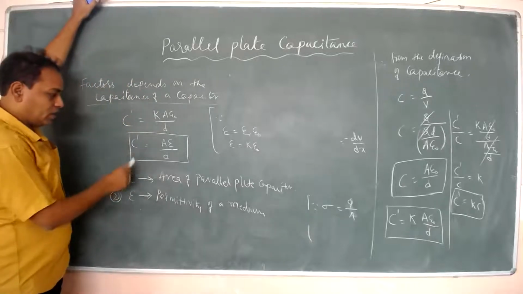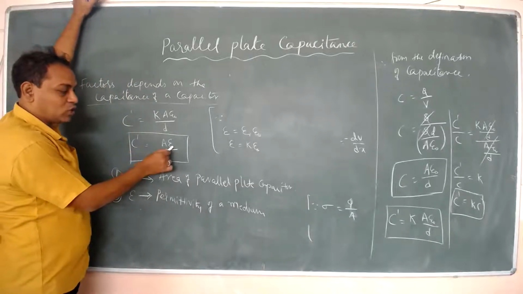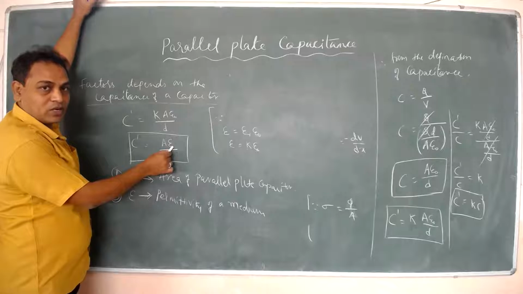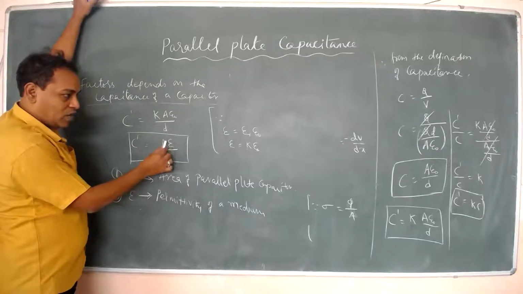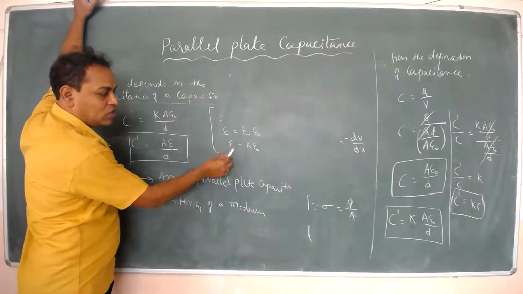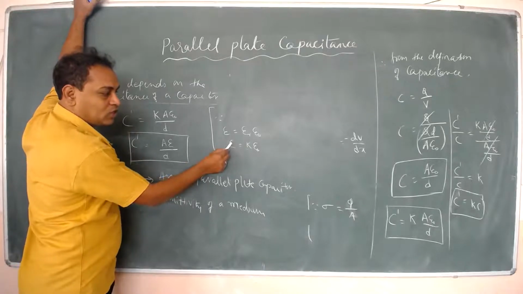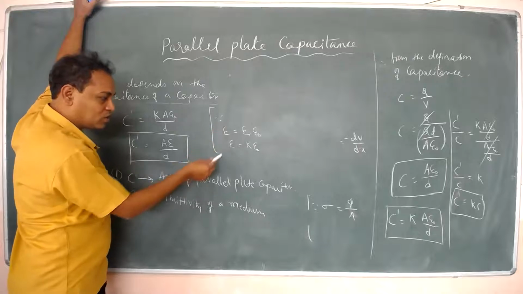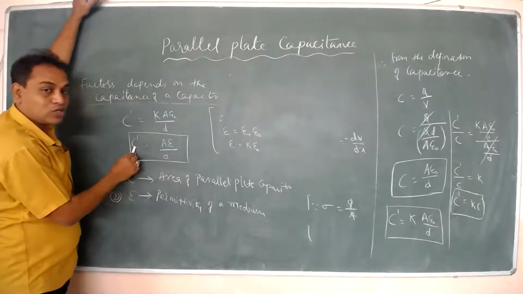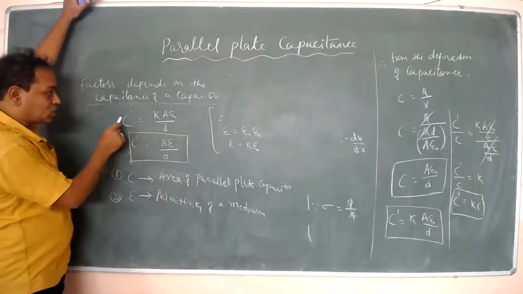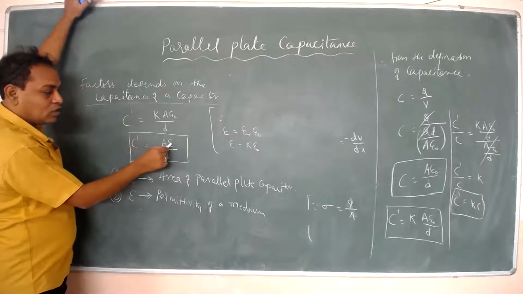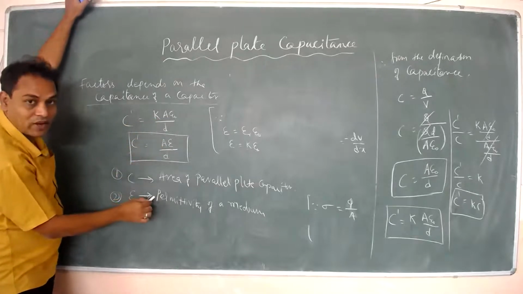So here capacitance is also directly proportional to the permittivity of the medium. If the K value is increasing, this value will increase. If this total value is increasing, then I can say that capacitance is also increasing. So capacitance depends upon this value also. So this is the second factor.